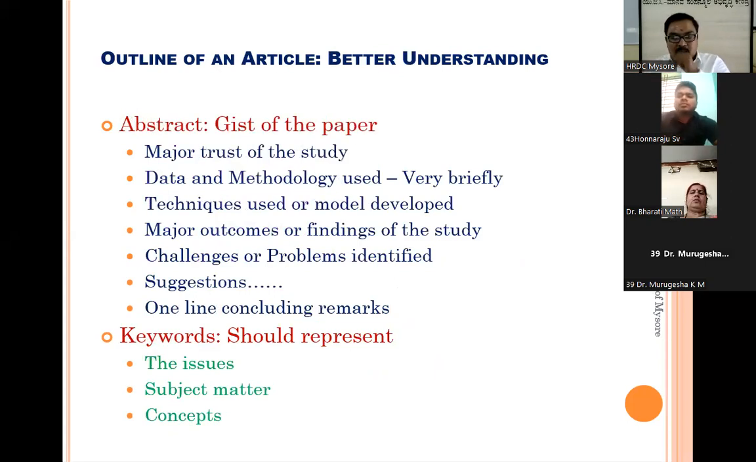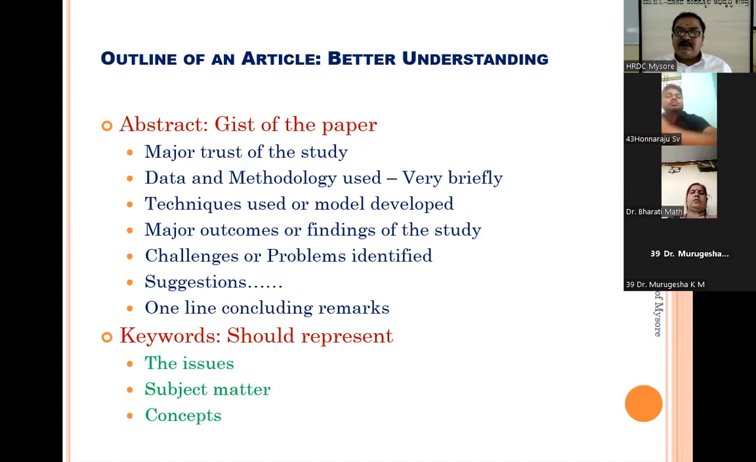Then, the standard journals always expect you to write the abstract. So abstract is nothing but a gist of the paper. What you have done in the full paper, in just 15 to 20 lines, you have to write what you have done in the paper.